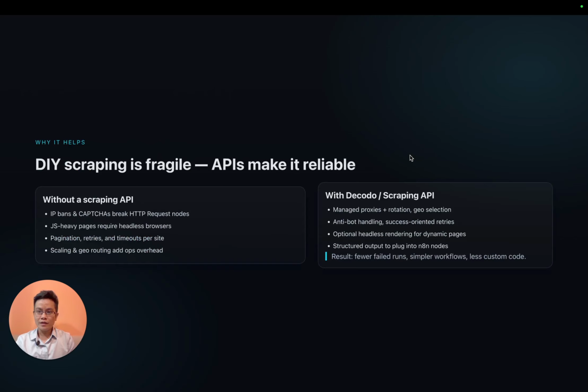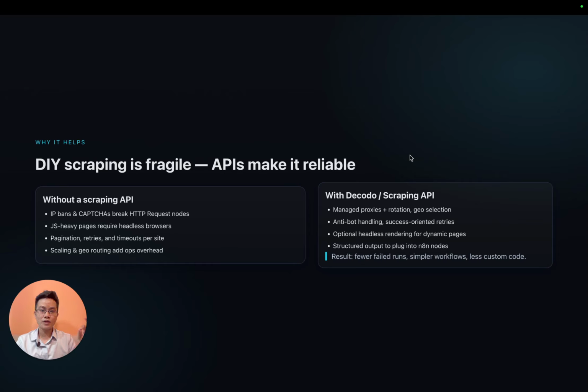The first thing is that doing the scraping is a pain, and it's not something we want to focus on. We want to focus more on our n8n automation workflow, right? Without a scraping API, you face problems like public IP bans, CAPTCHAs, JS headless browsers, pagination, retries, routing, and a lot of headache. So the Decodo Scraping API comes to solve the problem.